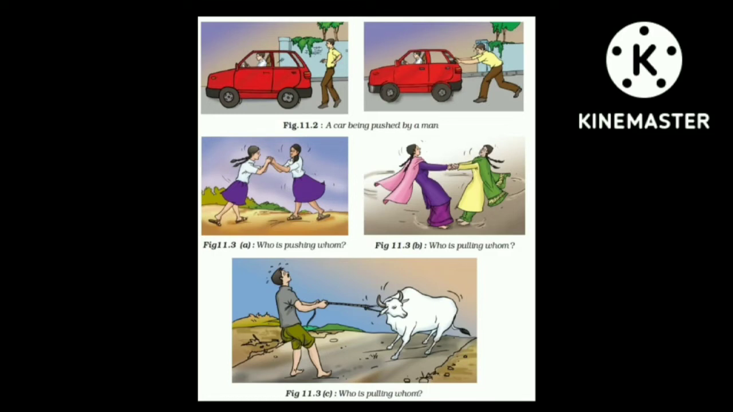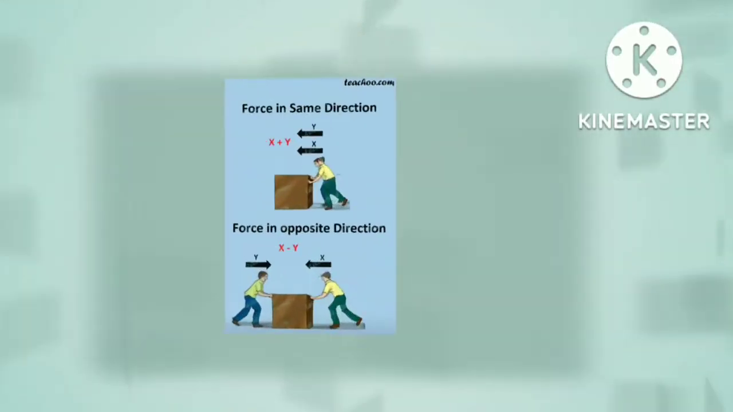Observe the other three images. Can you decide who is pulling or who is pushing in this case? Both are trying to push each other or pull each other. From this example, we can infer that at least two objects must interact for a force to come into play.